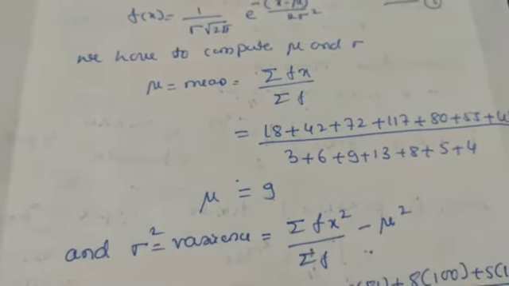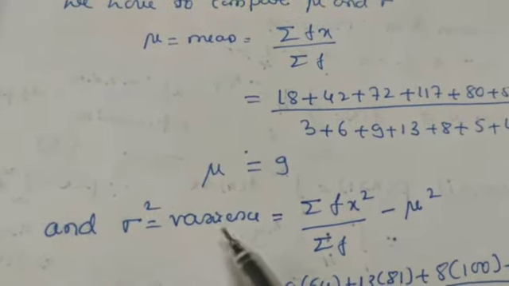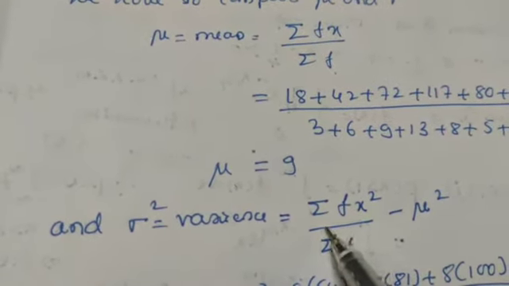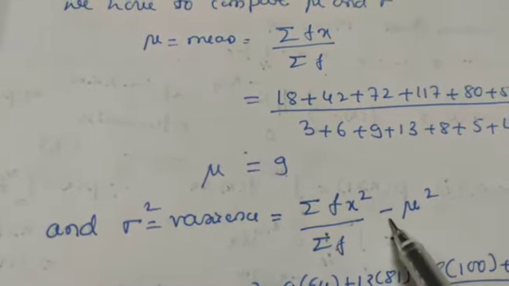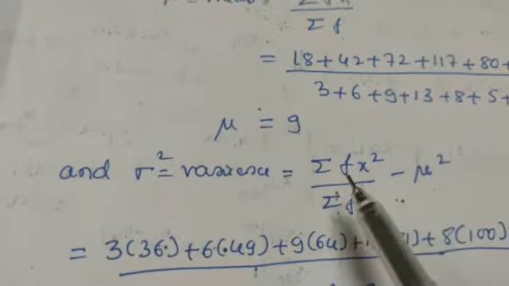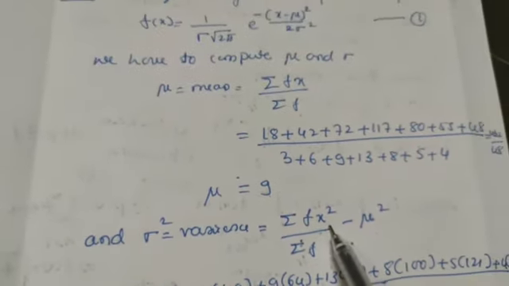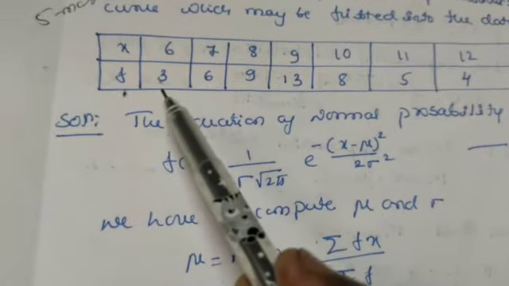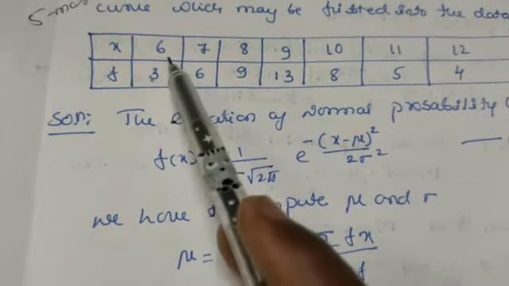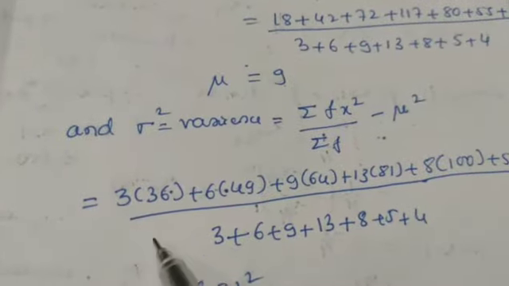And we know the variance sigma square is equal to sigma fx square divided by sigma f minus mu square. So it is equal to the summation of f into x square. Here, from this table we have f is 3 and x is 6. So 3 into 6 square is 3 into 36.